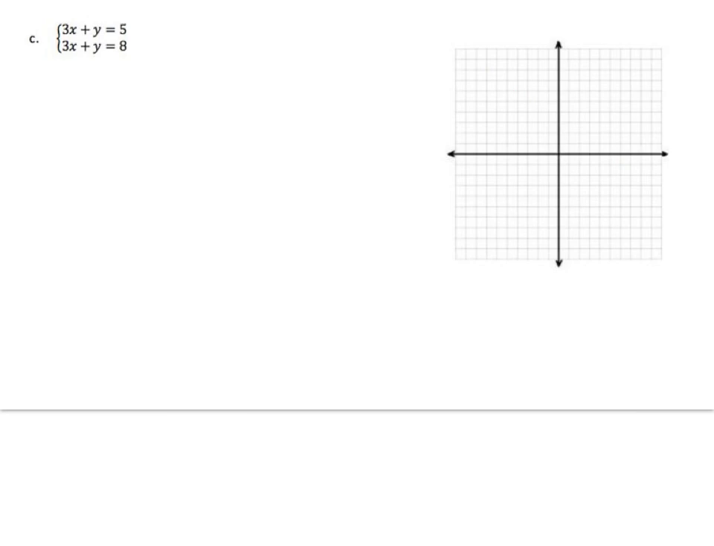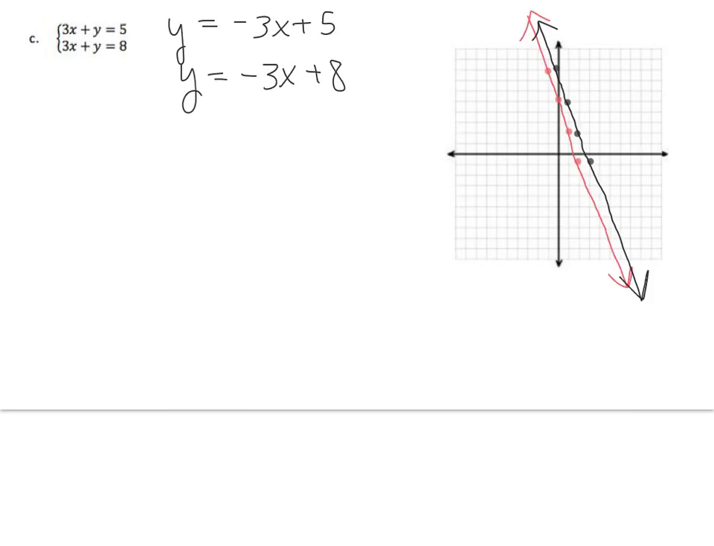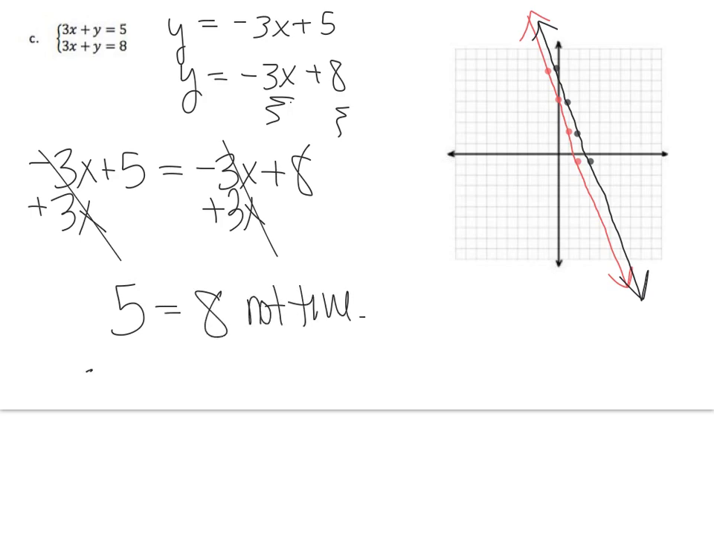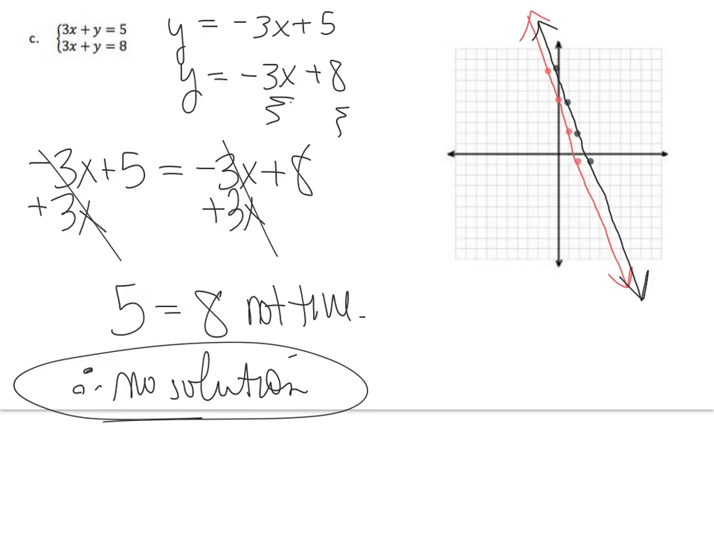Okay, last one. I'm going to put them in slope-intercept form and graph them. I'll be right back. So it doesn't look like I have a solution. I have different y-intercepts and identical slopes, so I think I have parallel lines here. I should be able to prove that algebraically, right? I should get no solution. All the x's cancel out. I'm left with 5 equals 8, which is not true. Therefore, I have no solution. So I can show no solution graphically, and I can show no solution algebraically.